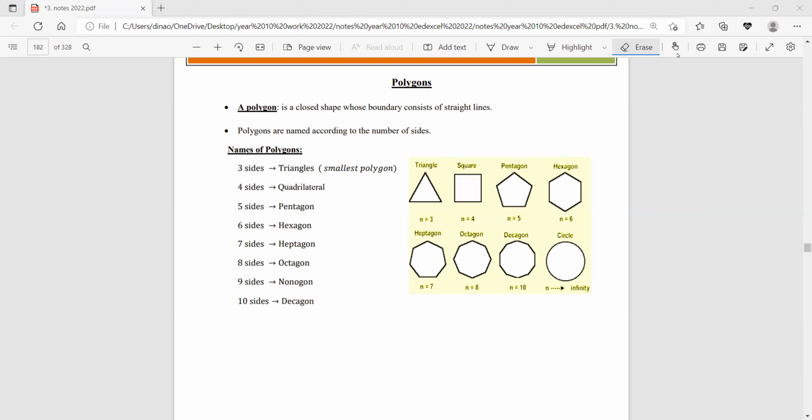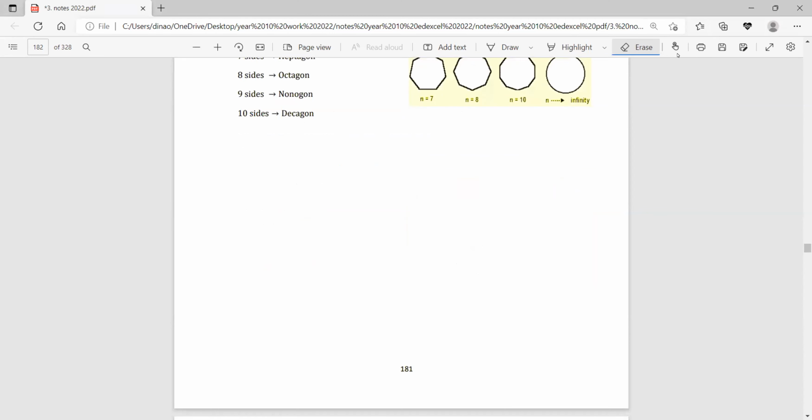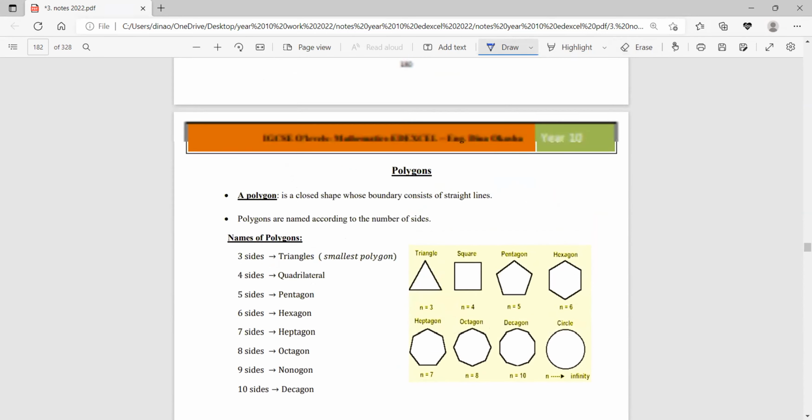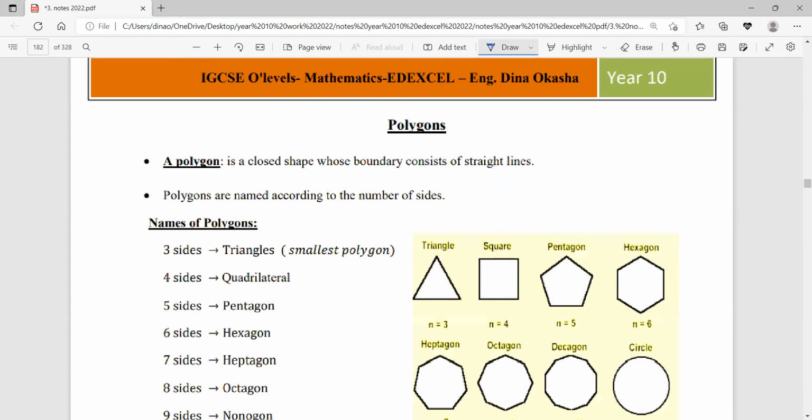It's supposed to be a very easy topic, a short topic. It shouldn't take a lot of time. The only resource that I need for today is the notes. So please have your notes ready and open them to page number 181. Now, as we said, today's topic, as you can see, is called polygons.